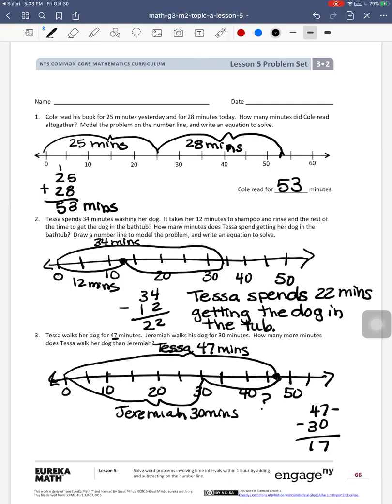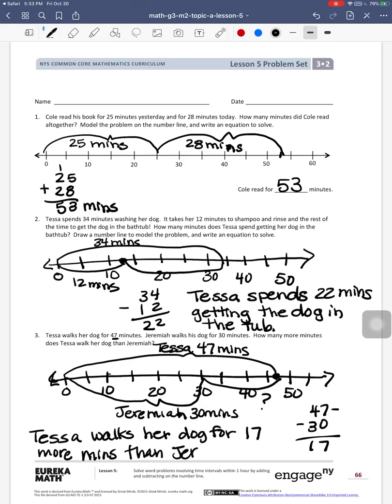So Tessa walks her dog for 17 more minutes than Jeremiah.